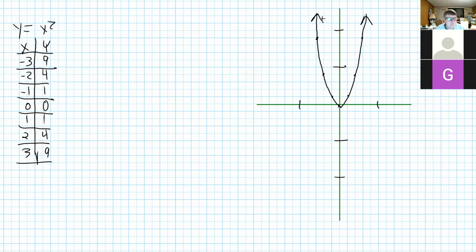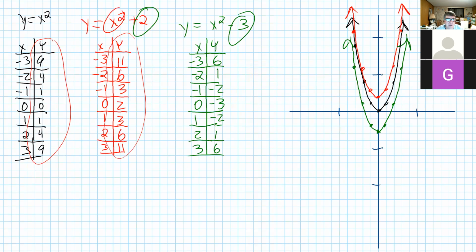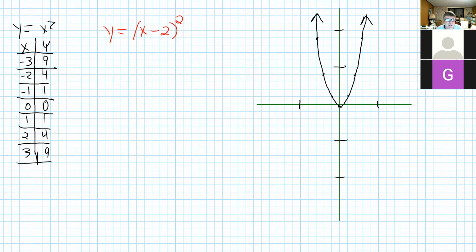All right, now let's do this. Let's graph y equals x minus 2 squared. So instead of putting the constant outside like we did here and here, we're going to put it inside the square. Okay?